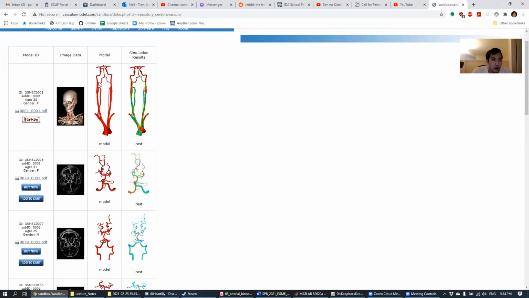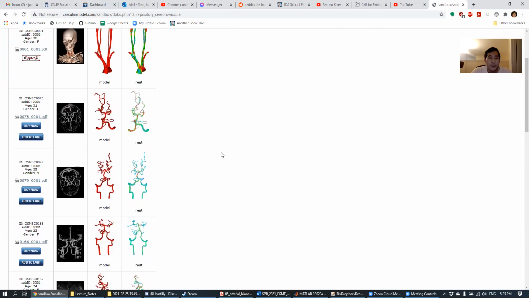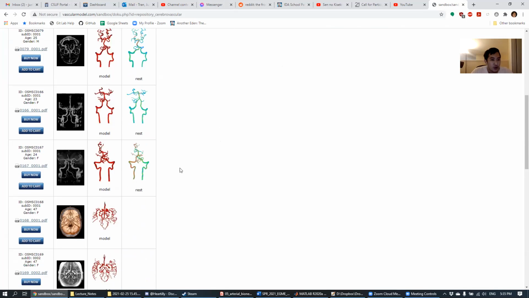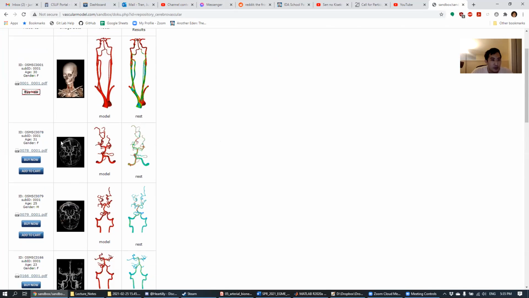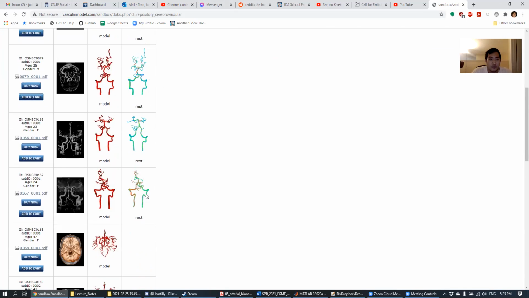All of these models have been simulated in Vascular already, so what you're doing for your project isn't anything new. It's been done, but for you guys, it'll be new. What you're going to do for your projects is pick an image data set here to work with. What I want you to do is recreate, first of all, the geometry, but also the simulation results from that as well.